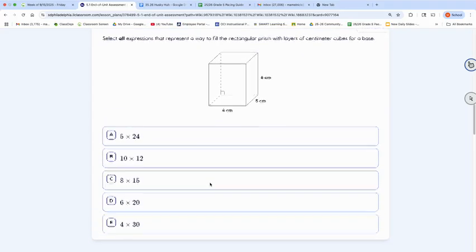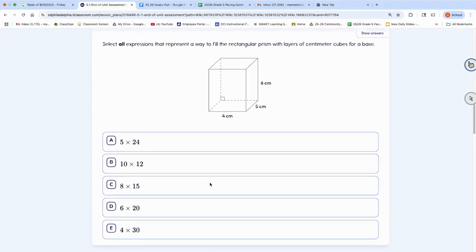We are asked to select all expressions that represent a way to fill the rectangular prism with layers of centimeter cubes for a base. A base is one layer that can be found by multiplying two dimensions together. One way to solve this problem is to write the volume formula, length times width times height. Then group the numbers in ways that can match the expressions in the multiple choice list. For example, if I group 5 times 6 in this expression, I can see it matches the multiple choice option 4 times 30. When I group 4 times 5 together instead, I can see it matches 6 times 20.